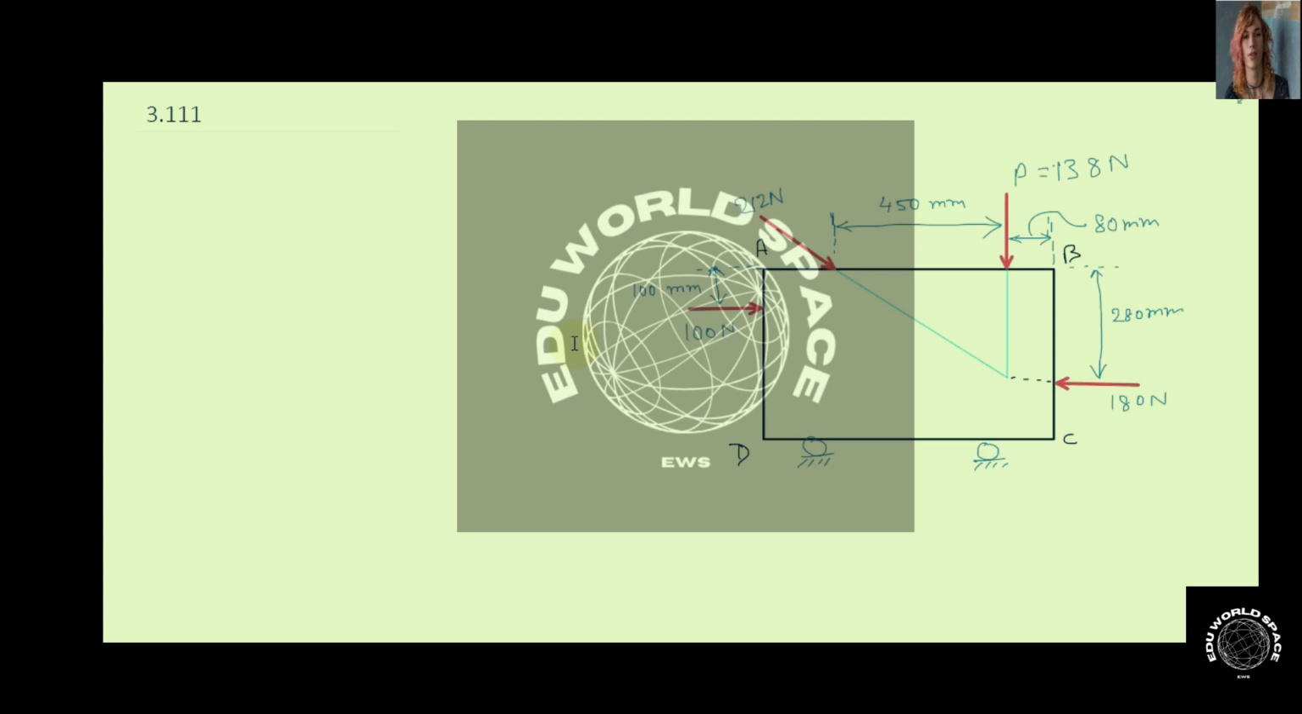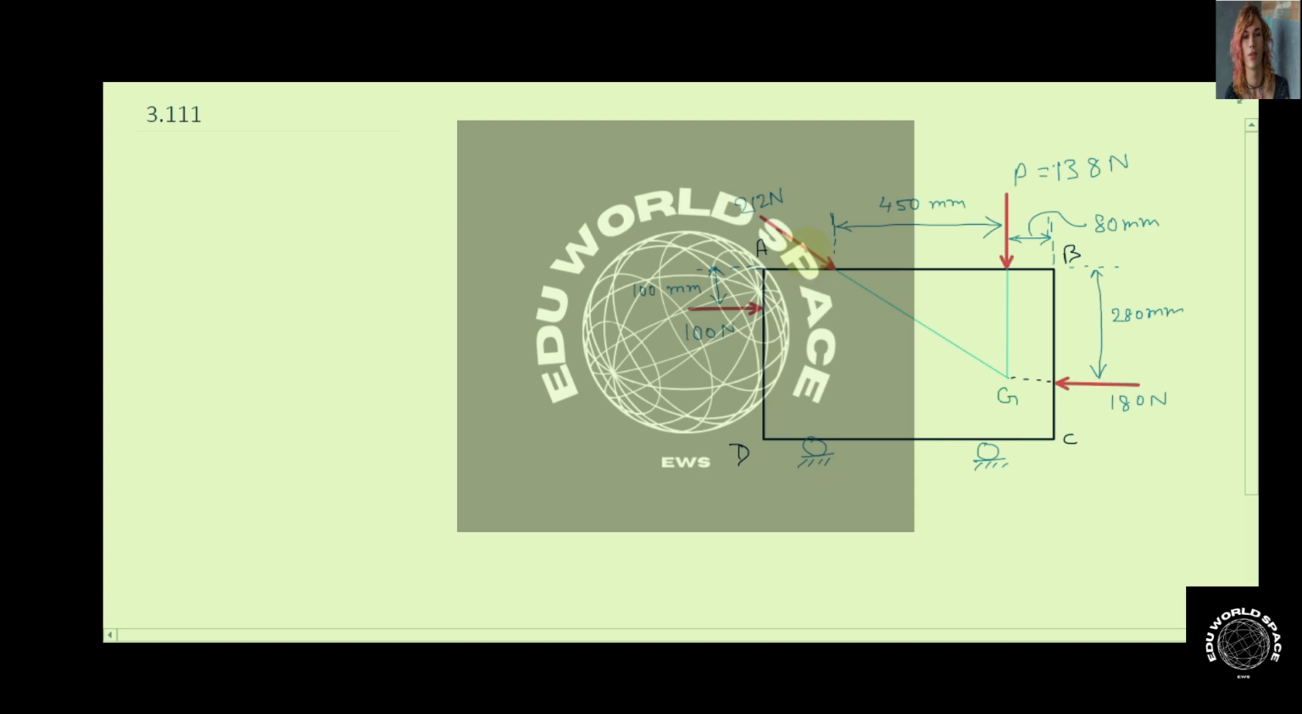Problem 3.111. In this problem, we have to calculate the equivalent force that is acting on this system and the line of intersection of the force with the edges of this suitcase. Let us consider this point to be G. So this is our point G, and first of all we have to calculate the equivalent force.